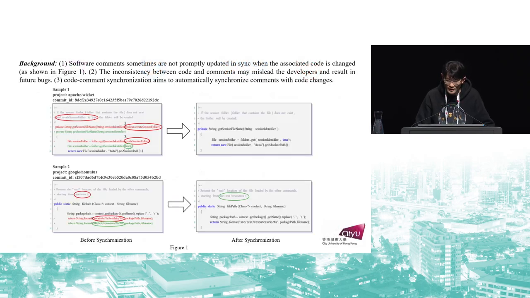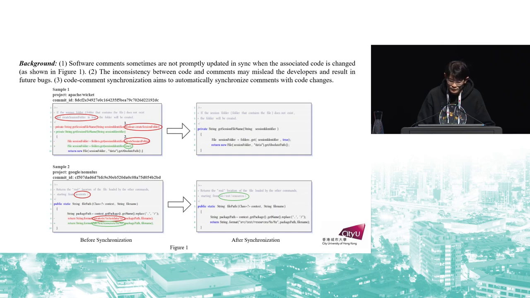So first of all, let me introduce the background. With software evolution, new features may be added in the software, and some obsolete features may be replaced or removed. Thus, corresponding comments also need to be synchronized. However, software comments sometimes are not properly updated in sync when the associated code is changed.